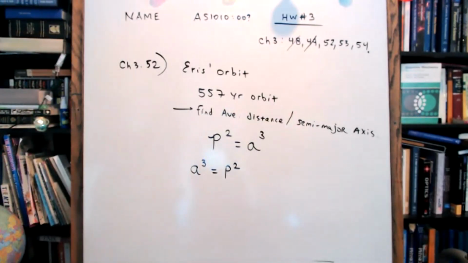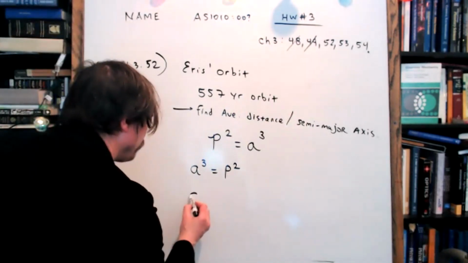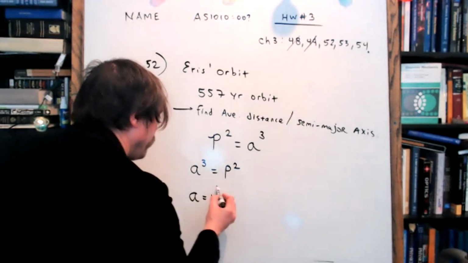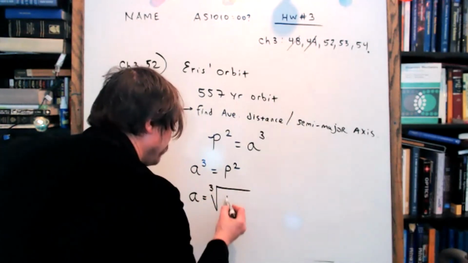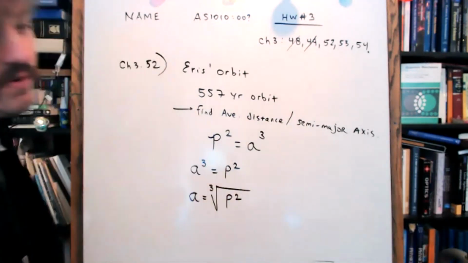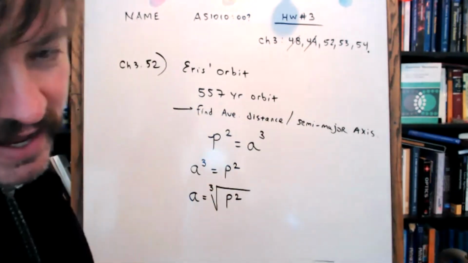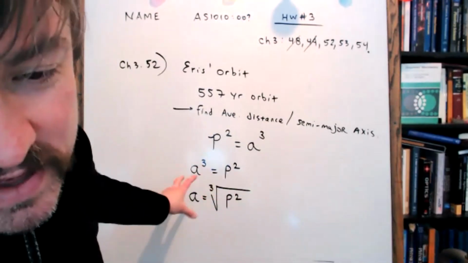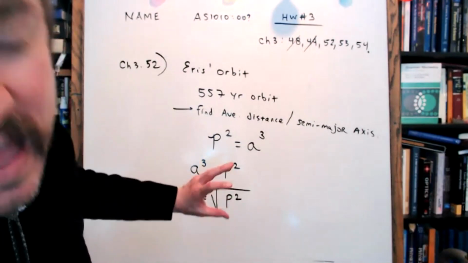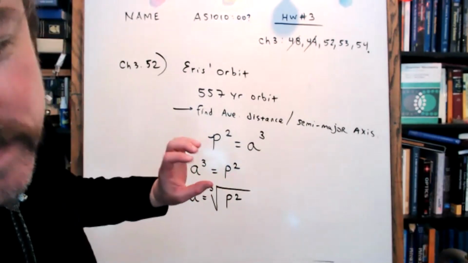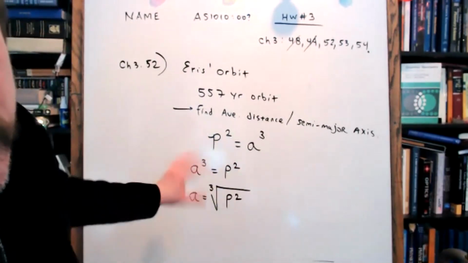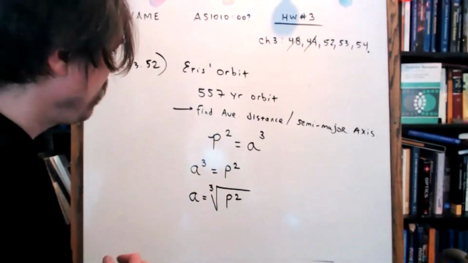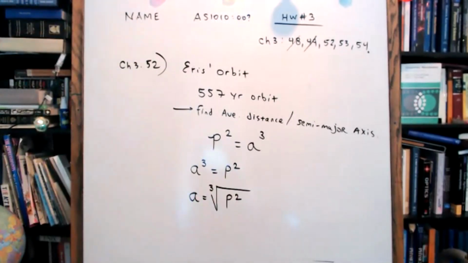We find the cube root. That's right, we cube root both sides. So A will equal the cube root of P squared. I want you to notice my clean math style. I always solve for the variable I want, and then I plug in the numbers. It's vulgar to plug in the numbers and then try to manipulate an equation. Never do that. Okay, what is the period in this case?